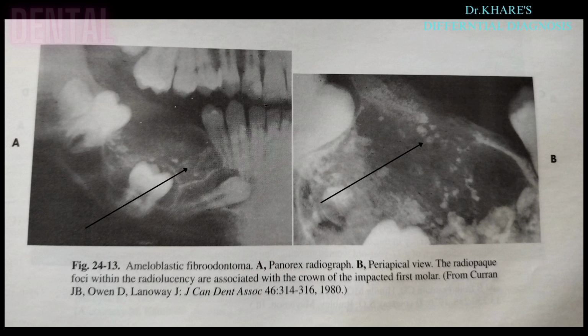These are radiographs showing ameloblastic fibroodontoma, where radiograph A is a panorex radiograph and radiograph B is a periapical view. The radiopaque foci within the radiolucency are associated with the crown of the impacted first molar.